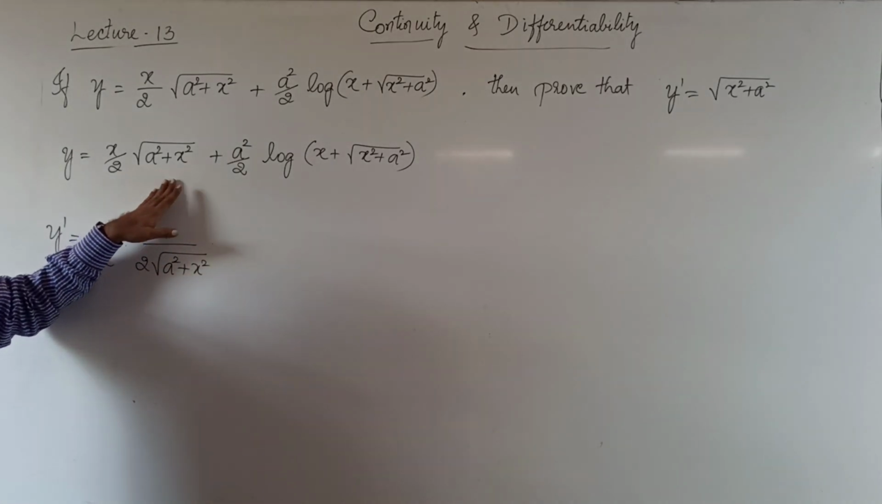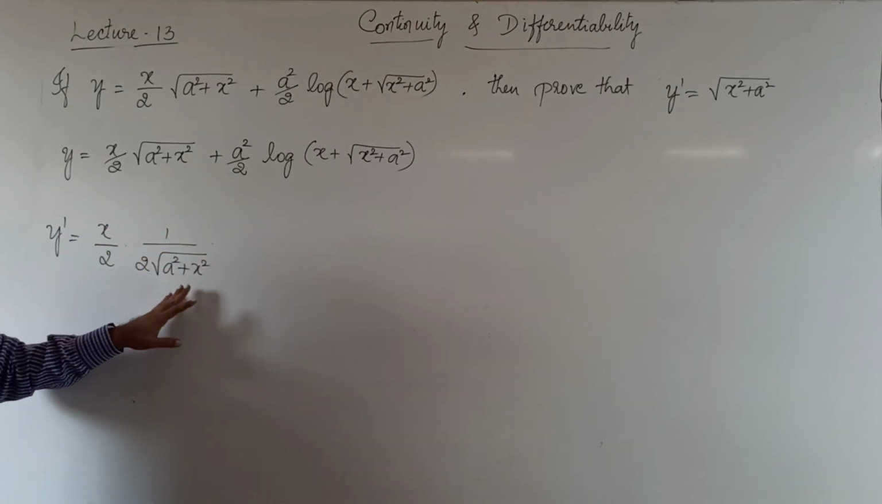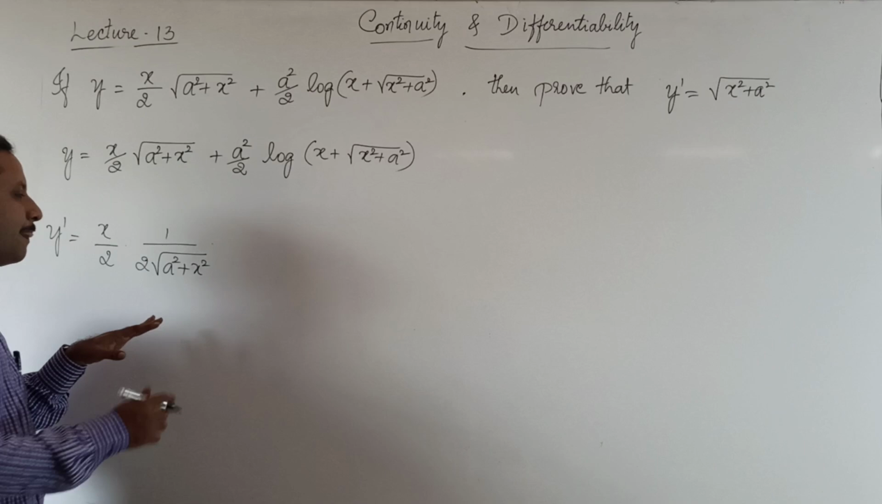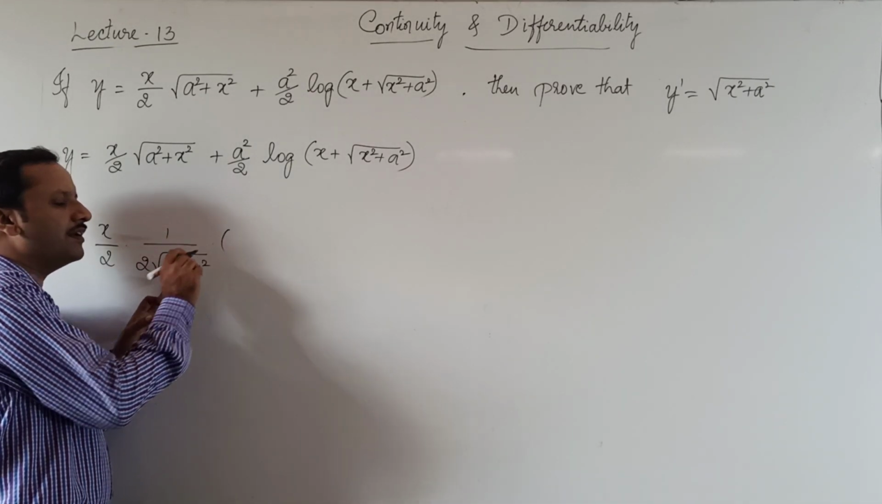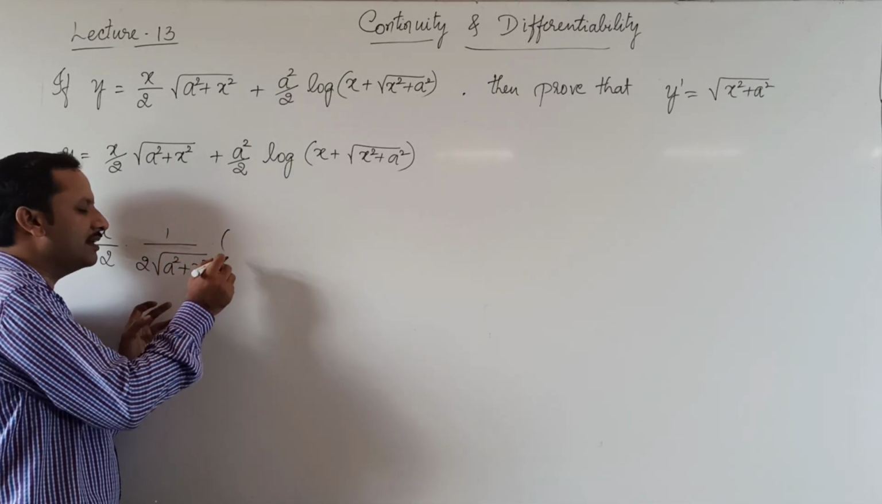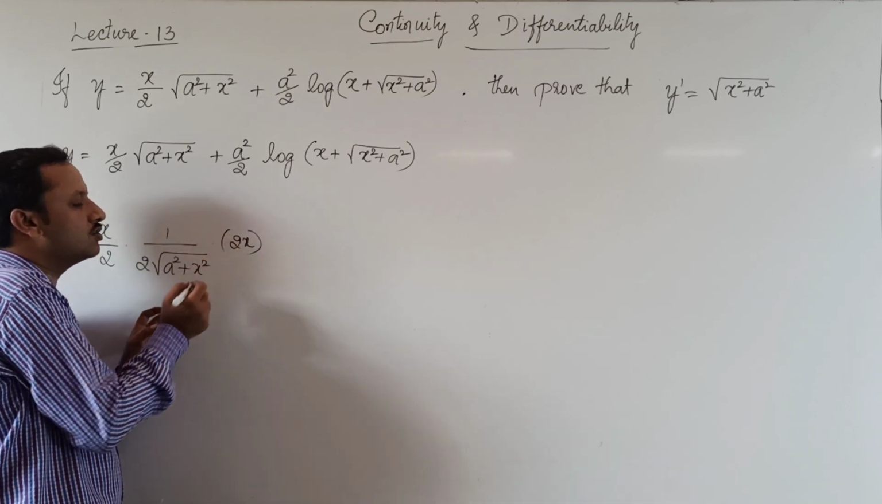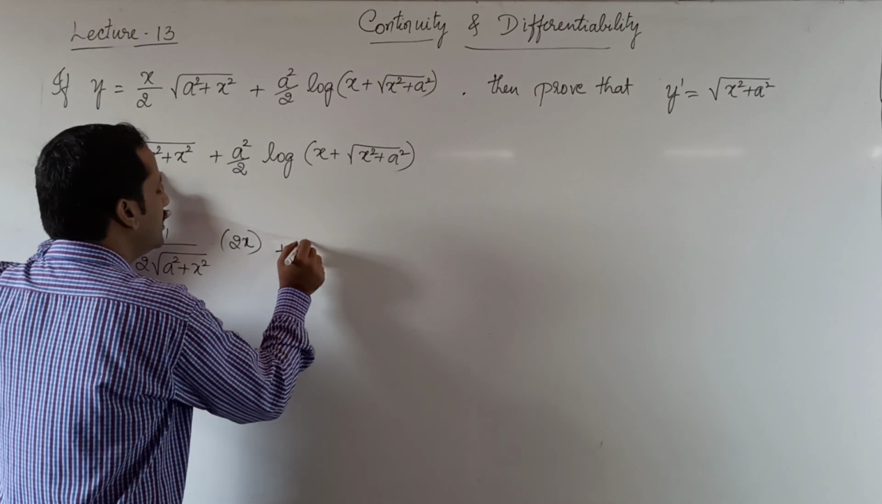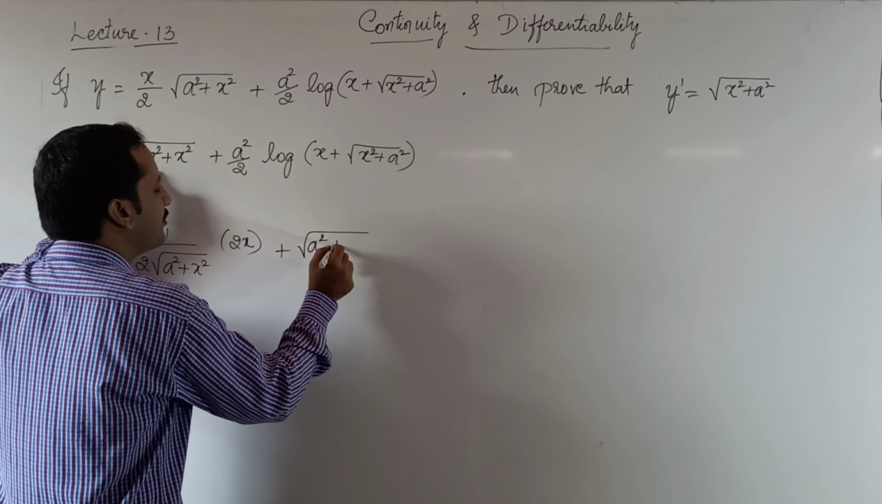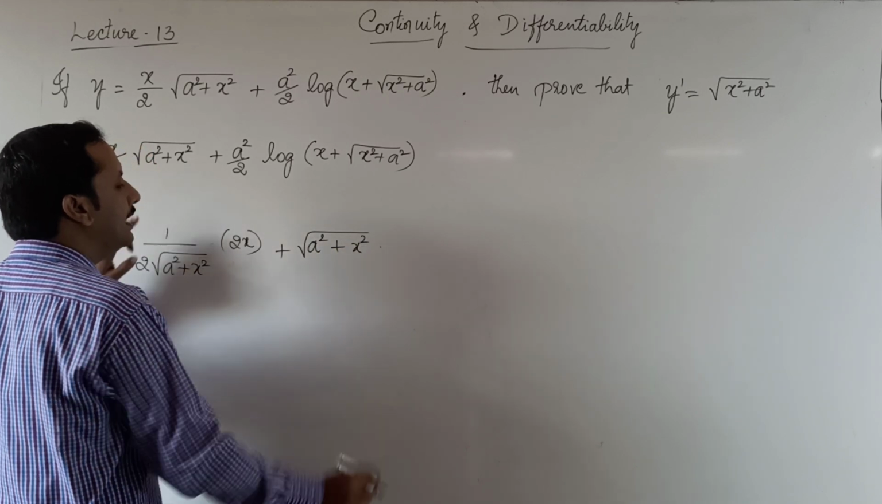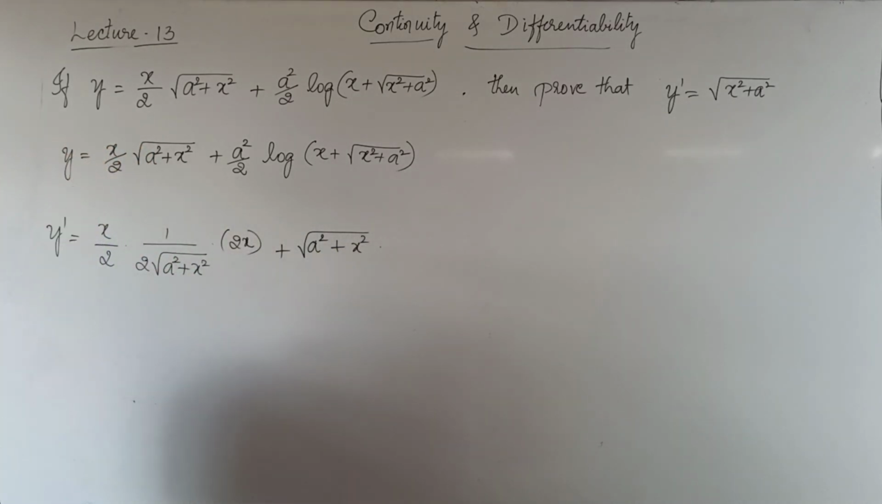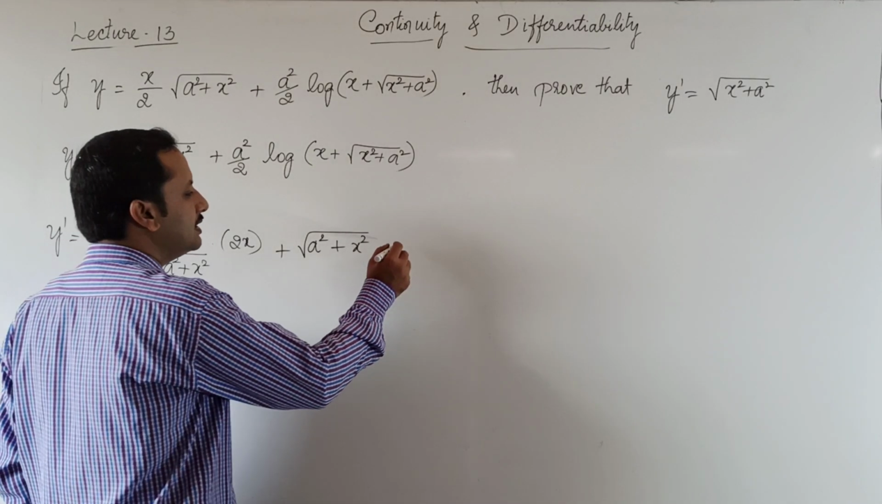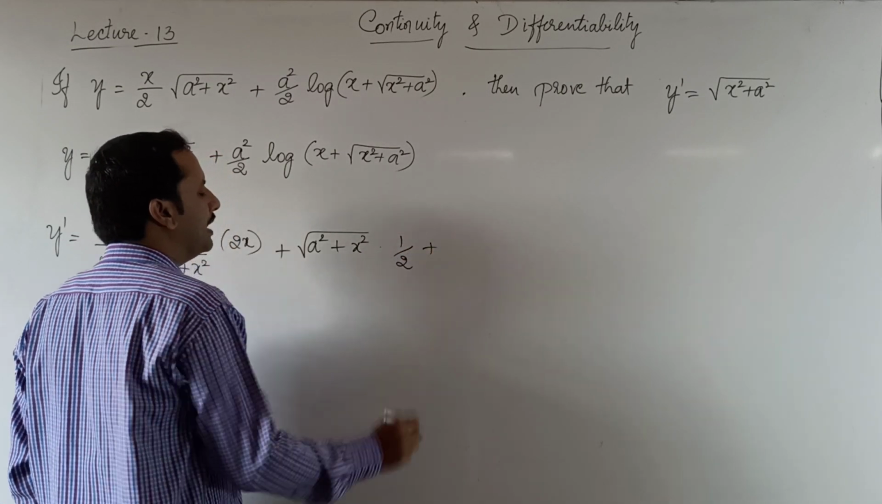So the derivative of root a square plus x square is 1 by 2 root a square plus x square into the derivative of a square plus x square. Derivative of a square is 0, derivative of x square is 2x, plus root of a square plus x square into, now the derivative of x by 2. Derivative of x by 2 is 1 by 2.